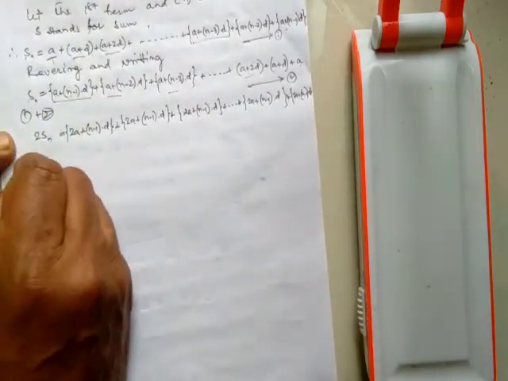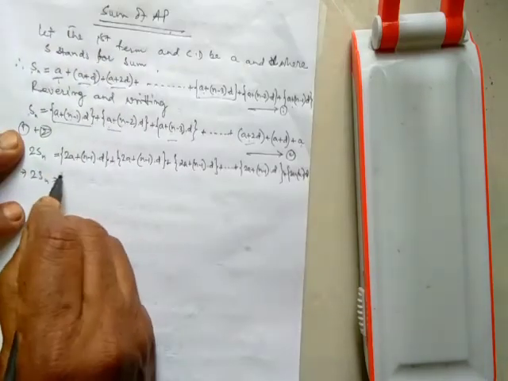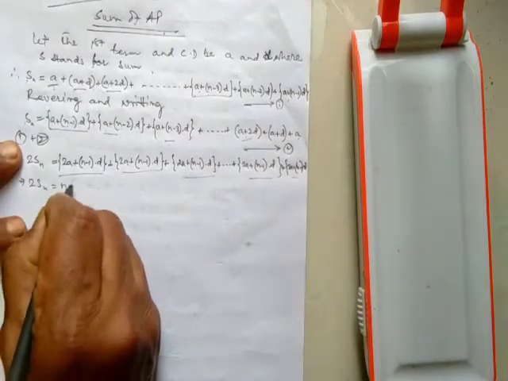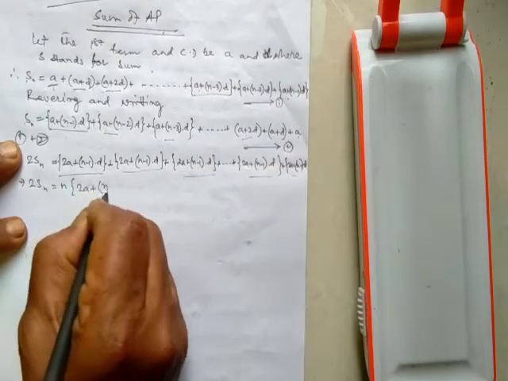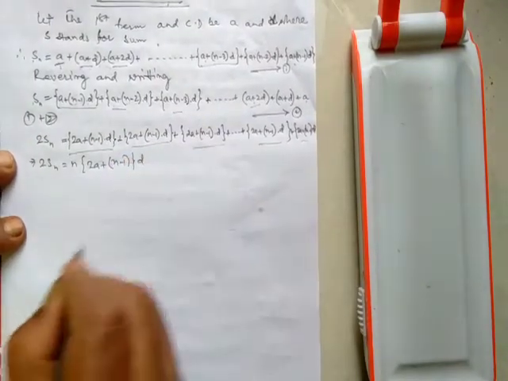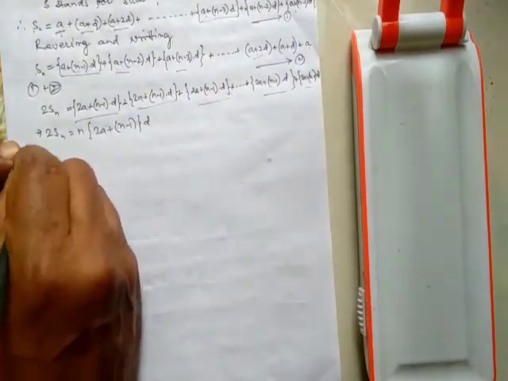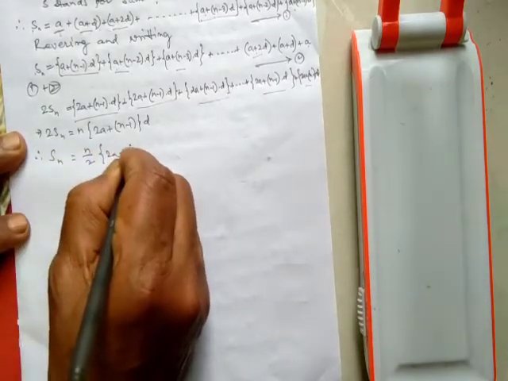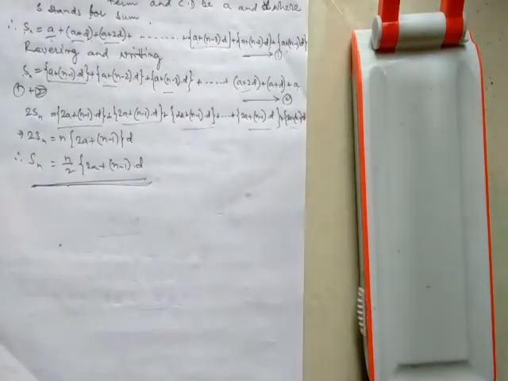This implies 2 times the sum up to n terms is equal to how many of these terms are there? n number of terms are there. So n into twice a plus (n minus 1) into d. Therefore the sum up to n terms is equal to n by 2 into (twice a plus (n minus 1) into d). This is your formula for finding the sum up to n terms.